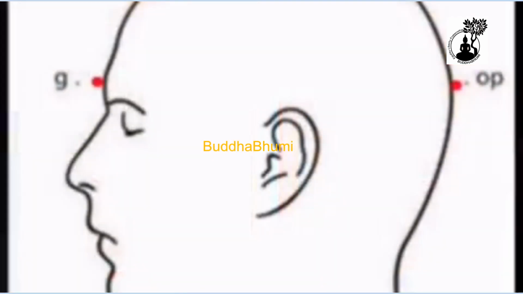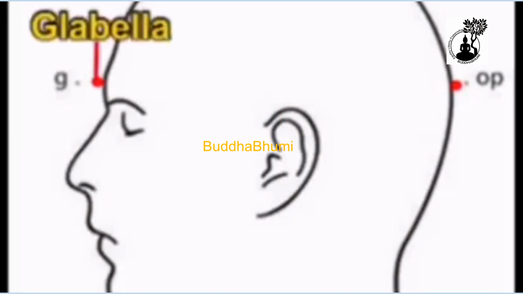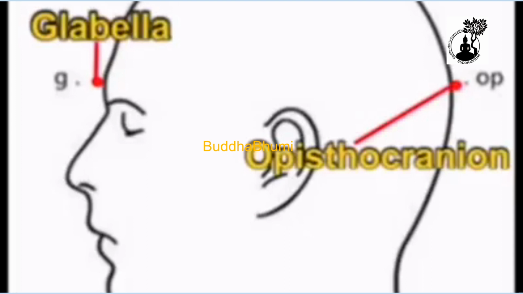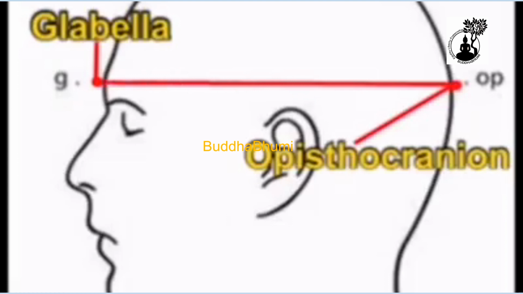Now, as far as the length of the head is concerned, it is taken between two landmarks, glabella and opisthocranium. Glabella landmark is present in between the eyebrows right here in the mid-sagittal plane, and the opisthocranium is present at the back of the head, which is most farthest from the glabella. Now, this is taken with the help of spreading caliper.